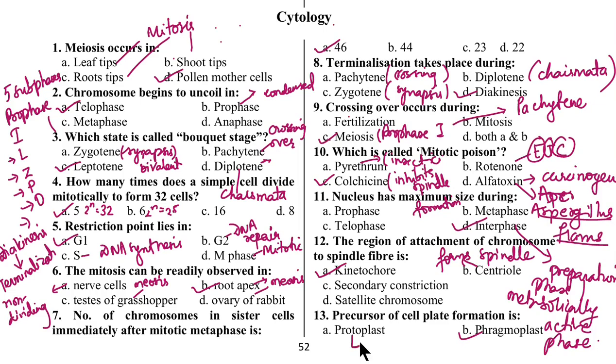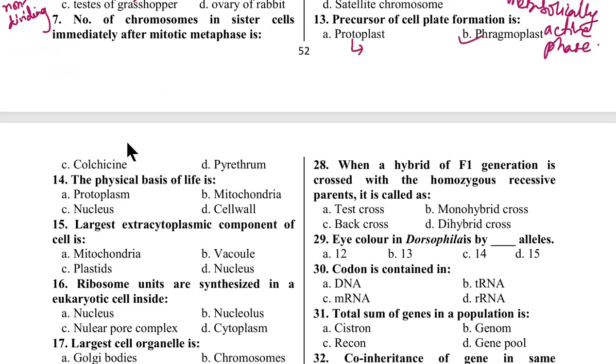Obviously, protoplast is the whole cell, and likewise colchicine is the mitotic poison, and pyrethrum is the insecticide.